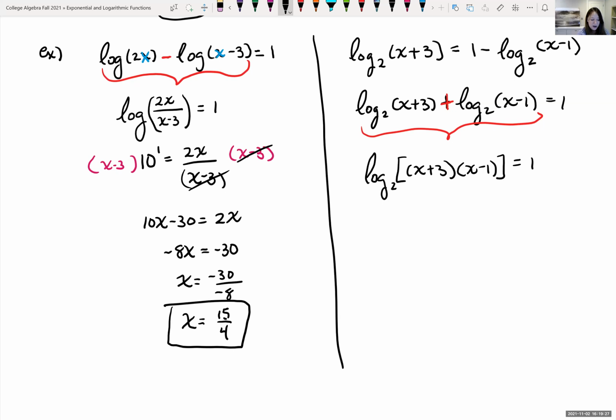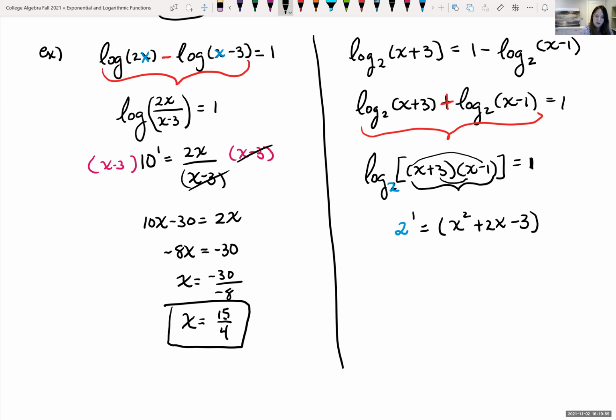We can distribute now or we can distribute later. Rewriting this in exponential form, our base of our log is 2. That's the base of our exponent. 2 raised to the first power is equal to, let's distribute this out while we're working on it. So x times x, x squared. We're going to have a negative x plus a 3x. So that's a plus a 2x. And 3 times negative 1, that's minus 3.